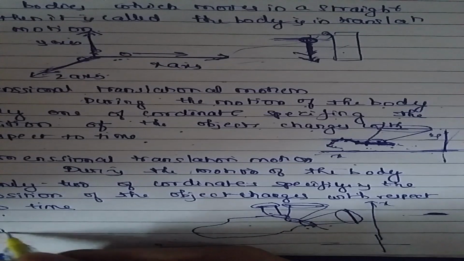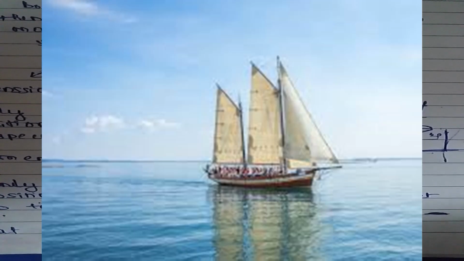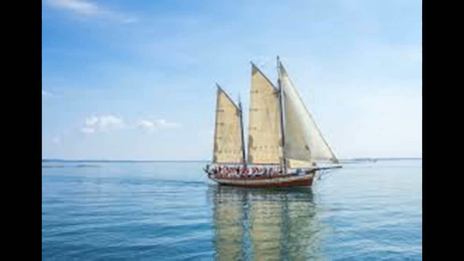Now let us consider one more example, that is a boat. Suppose the water is not waving, so the boat is moving on the surface of the water and it can't come up. That means it is only two-dimensional motion. So only the x-axis and y-axis are enough to define the position of that boat with respect to time. Therefore, that is the two-dimensional motion the boat covers on the surface of steady water.